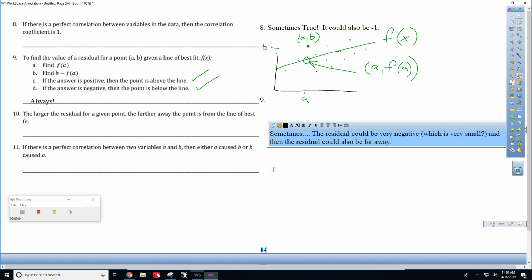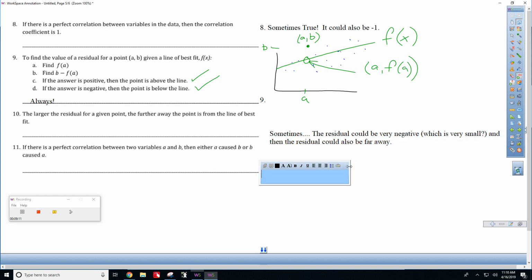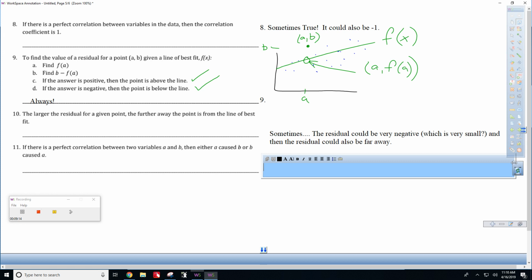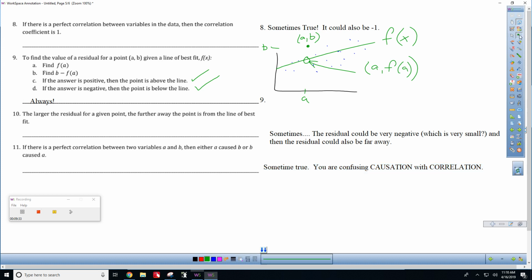Always true. 11. If there's a perfect correlation between two variables A and B, then either A caused B or B caused A. This is only sometimes true. You are confusing causation with correlation. Just because two variables are correlated doesn't mean that one causes the other. If that's what it meant, then you could convince me that anti-vaxxers were right. Or you could convince me that the majority of Americans are more generous when the weather is cold.